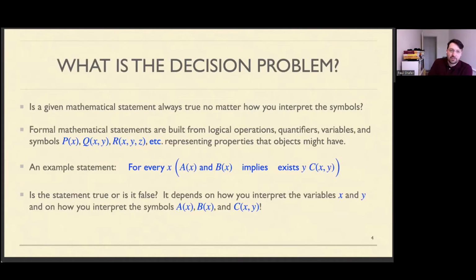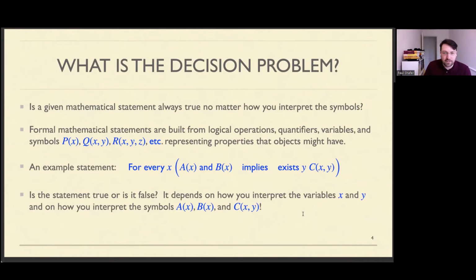So the problem is you or someone, say, is given a mathematical statement, and what you're supposed to determine is that statement true, always true, no matter how you interpret the statement? If you want to know whether or not this particular statement is true or false, you have to say what all the symbols mean, right? You have to say, well, what are these x's that the variables range over? And what do the properties A, B, and C mean, right? Once somebody tells you that, right, tells you how to interpret the statement, then you can decide whether it's true or false.